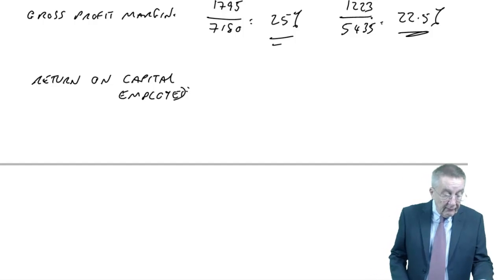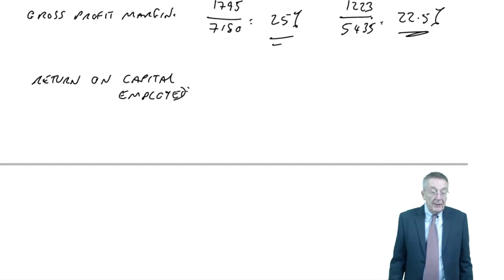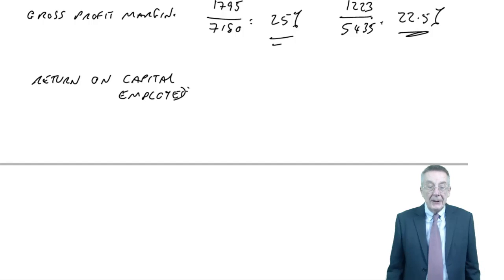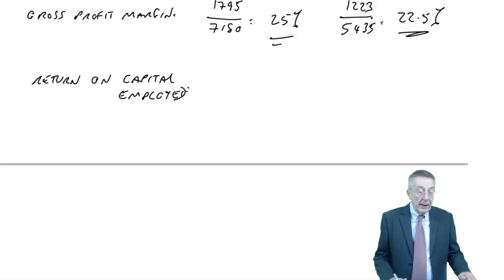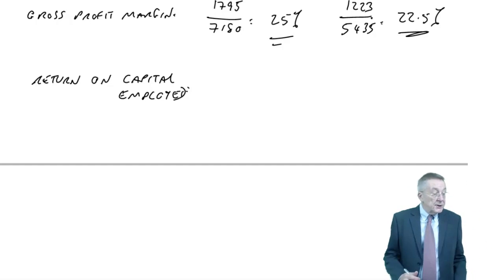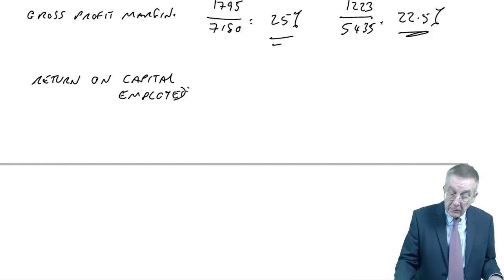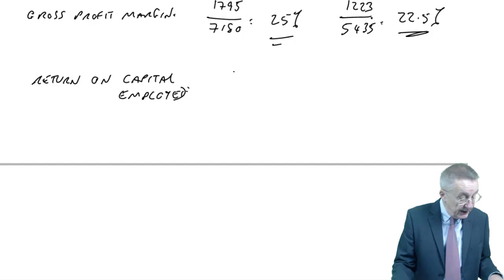And so, again, you can see the formula. It's the profit before interest and tax over the total long-term capital. Now check you're happy what we mean by both of those. The profit before interest and tax I've already dealt with, it is the operating profit. So in 2007 it is 790.